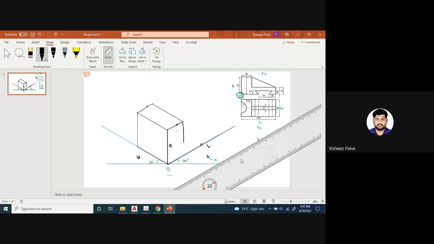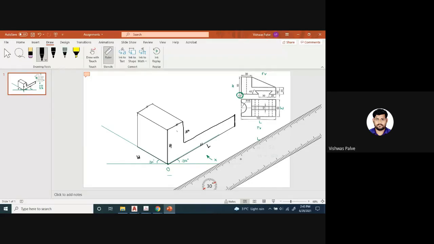Then from this point, I have a line again. And what will be the length of that line? Can anyone guess how much will be this length? What will be the length of this line? 20. Yes, correct, 20 millimeter. Then connect these 2 points with a straight line. Okay, so now this is 30 millimeter.